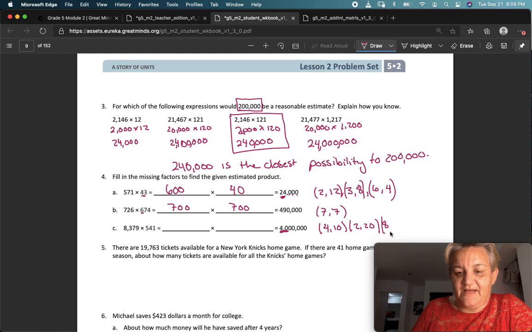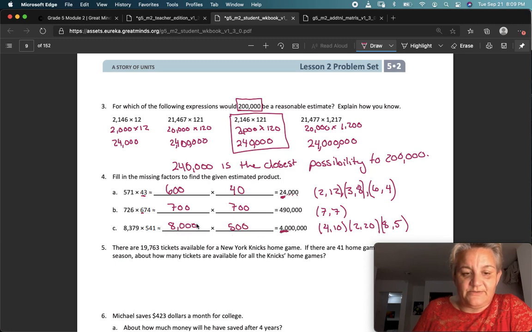8 times 5 would get me 40. Okay, so what are my factors for 40? If I'm looking for 40, over here I see 8,379. So I'm going to make that into 8,000. And this one, 541, I'm going to round that down to 500. So 8 times 5 is 40.